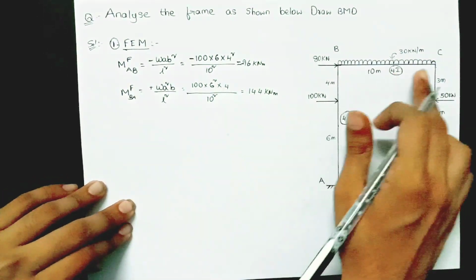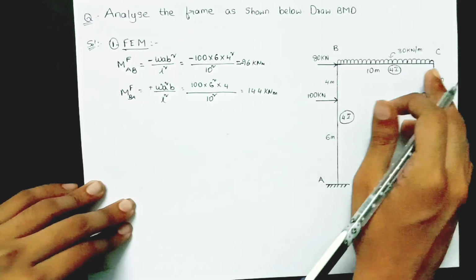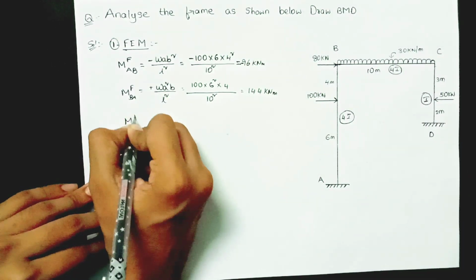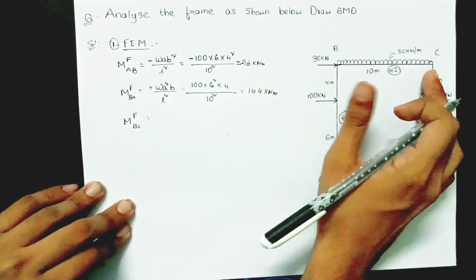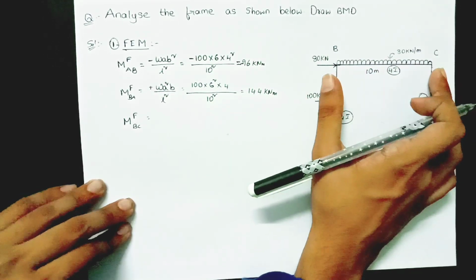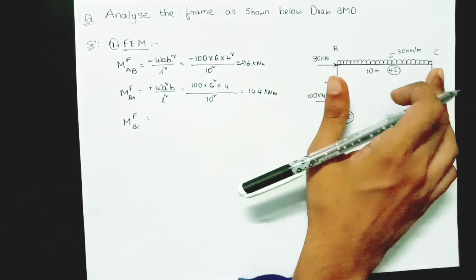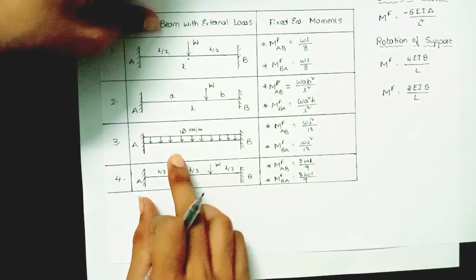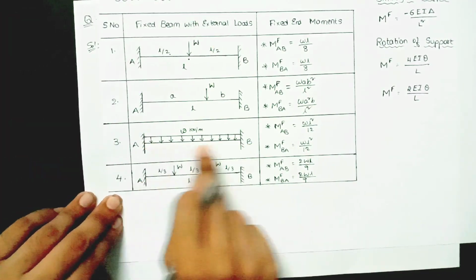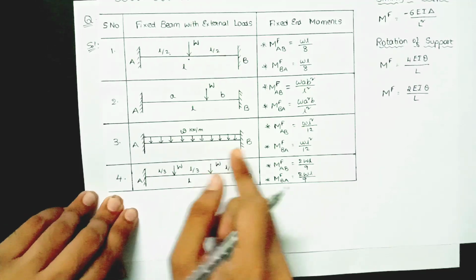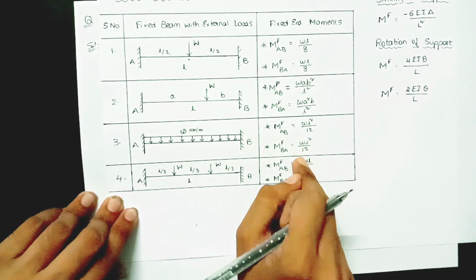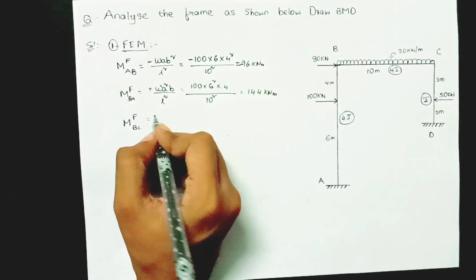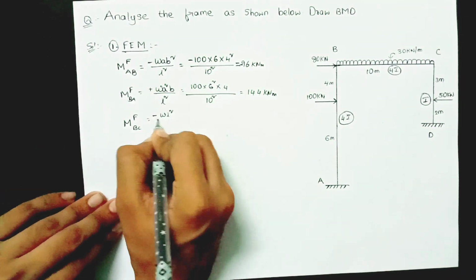Now consider member BC. I am writing MFBC. It is a fixed beam, the joints are assumed to be fixed. So it is a fixed beam having UDL over the entire span. Then the formula will be WL square by 12 and WL square by 12, minus WL square by 12 for the first.